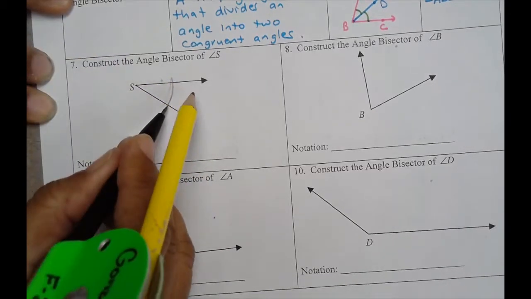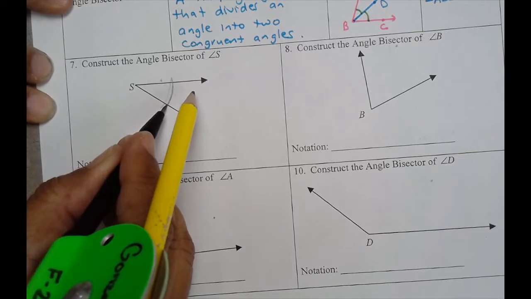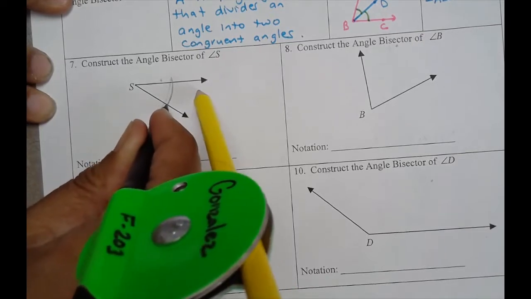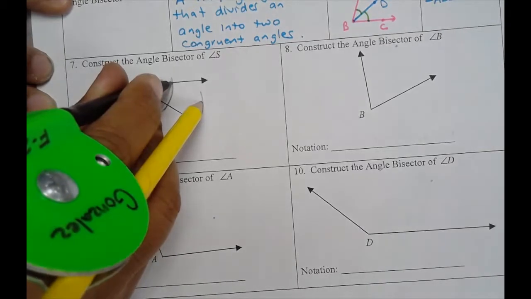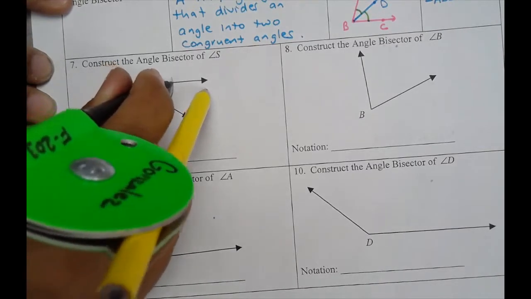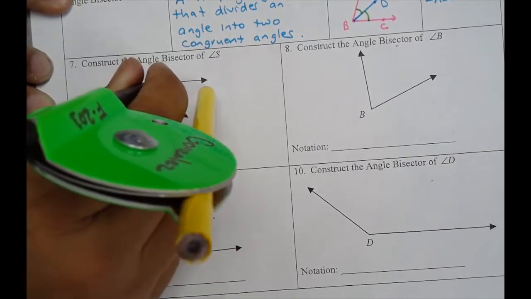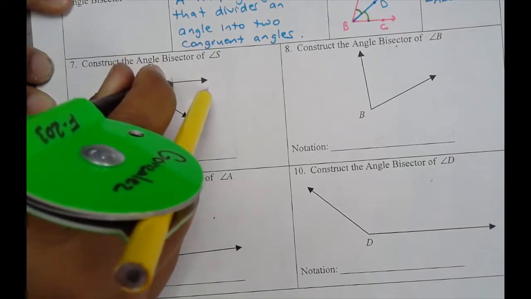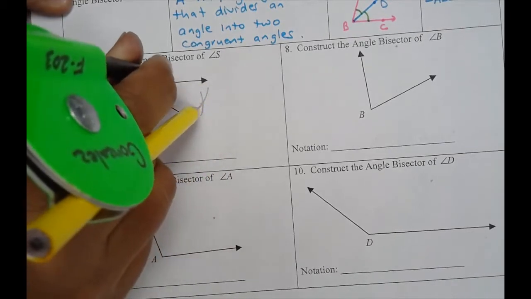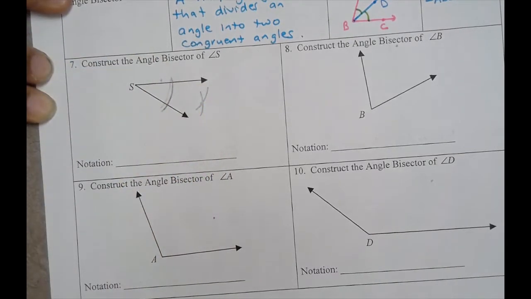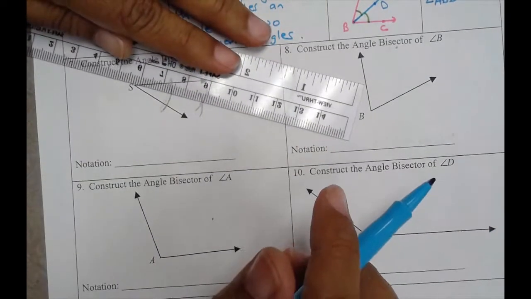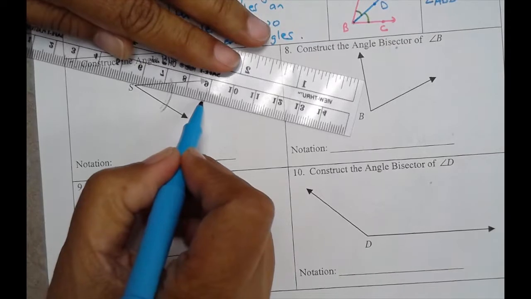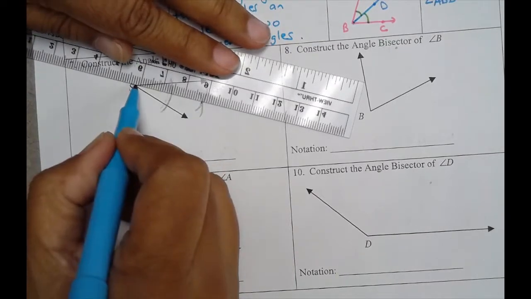Once I have those 2, you can change the width, but as soon as you put it here, you don't want to change the width. So I'm now going to draw an arc here, and I'm going to put my point on the other intersection and draw the other arc. There you go. Where that X is where this is going to go through. So let's go ahead and draw from S all the way out here.